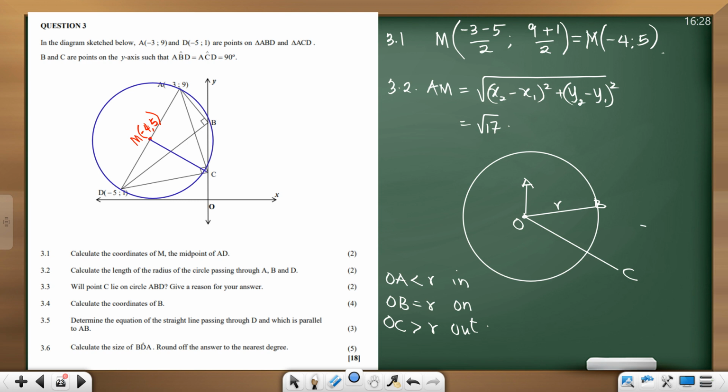Okay, guys, are we okay with that reasoning? Is it fine? Yes, but this time around we cannot do that because we don't even know point C.